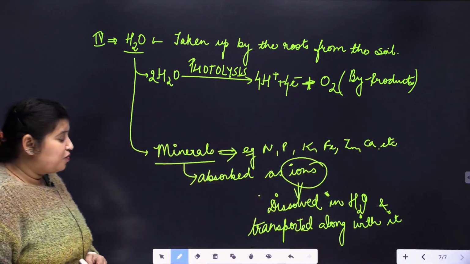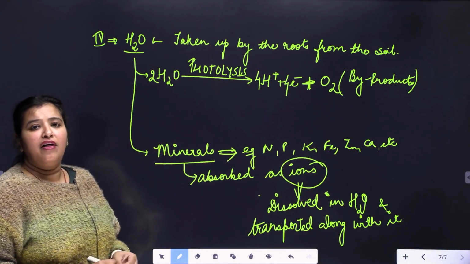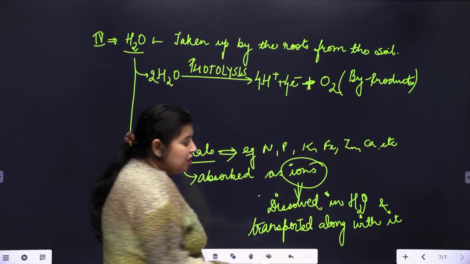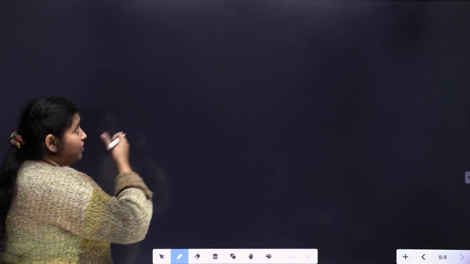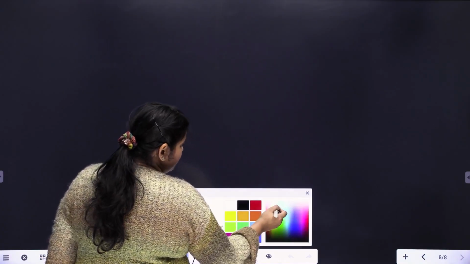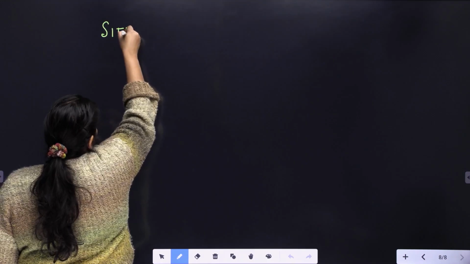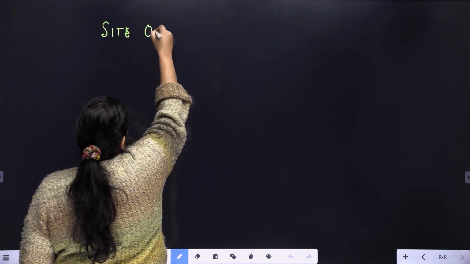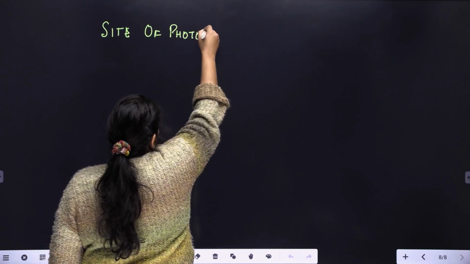Let us proceed further. We have already discussed the definition and the requirements of photosynthesis. So today we will talk about the site of photosynthesis. Where is this process of photosynthesis taking place? So let us talk about the site of photosynthesis.